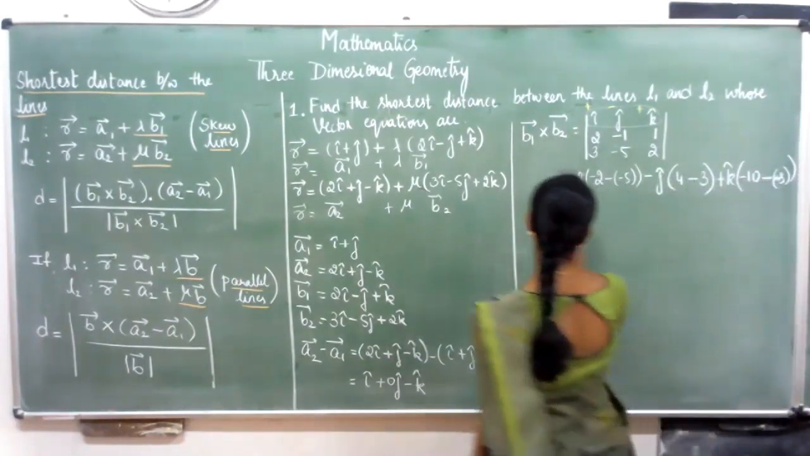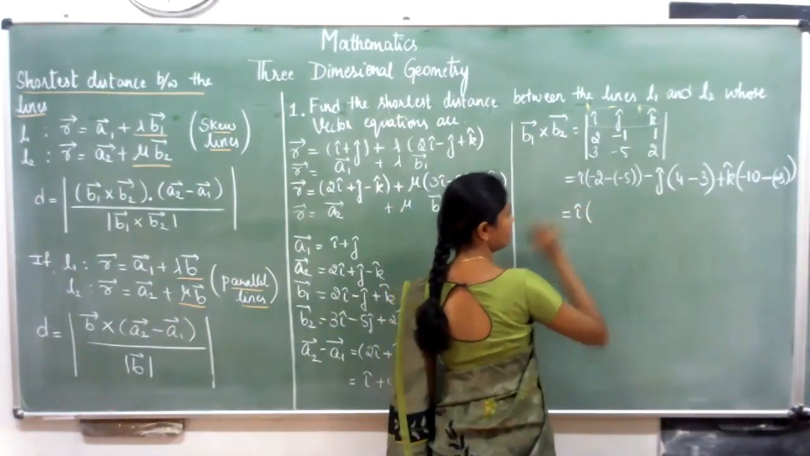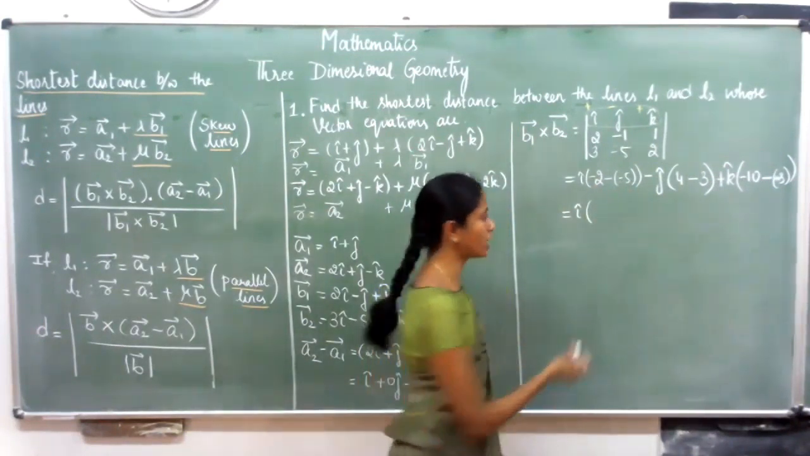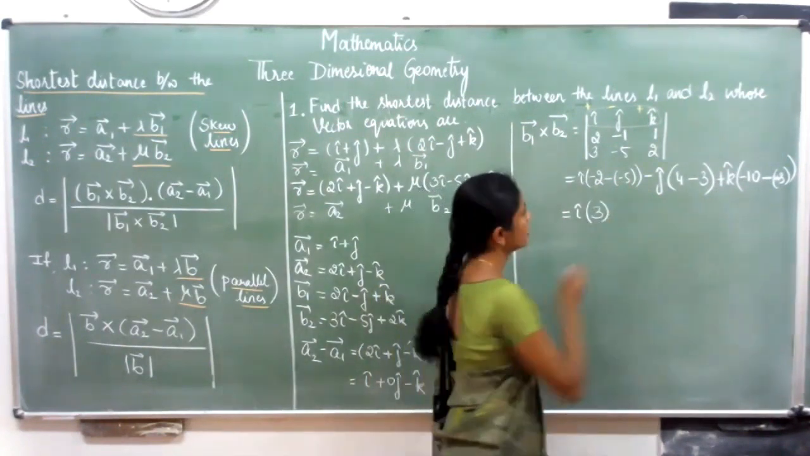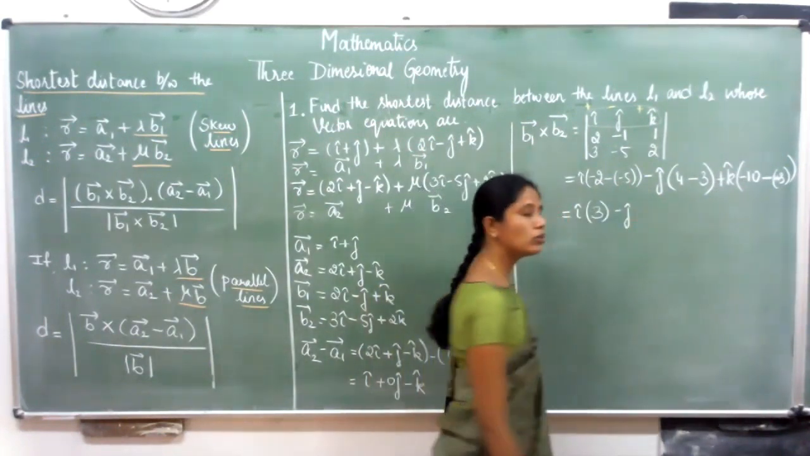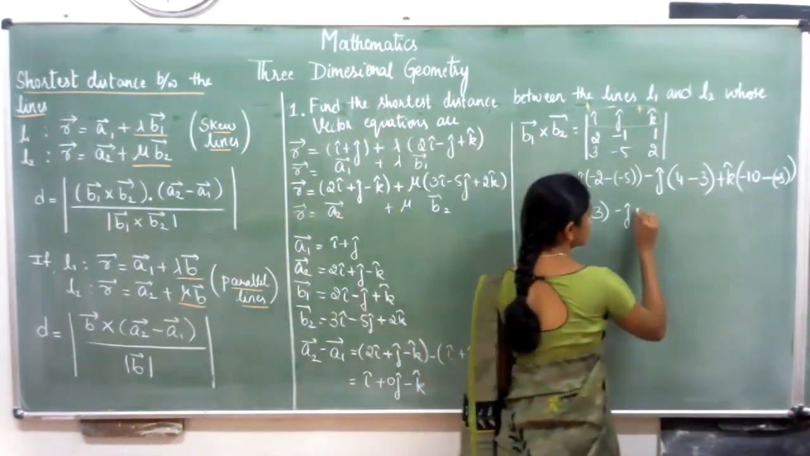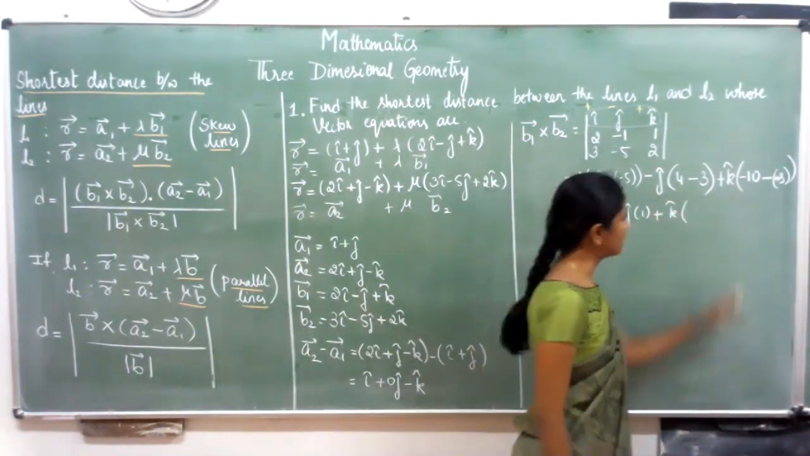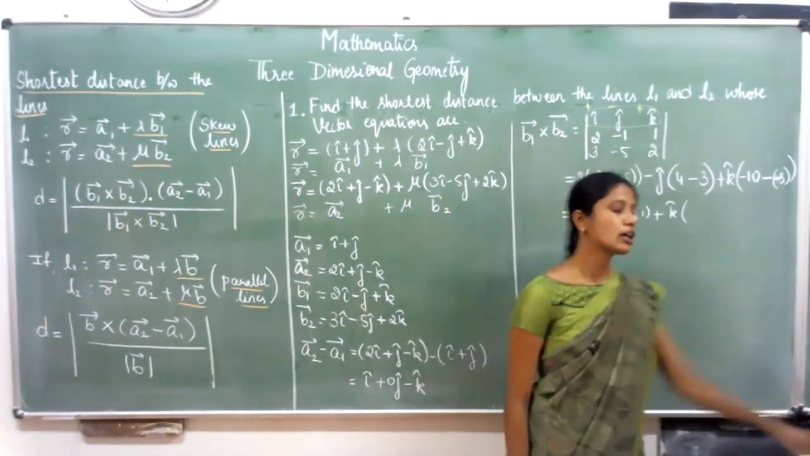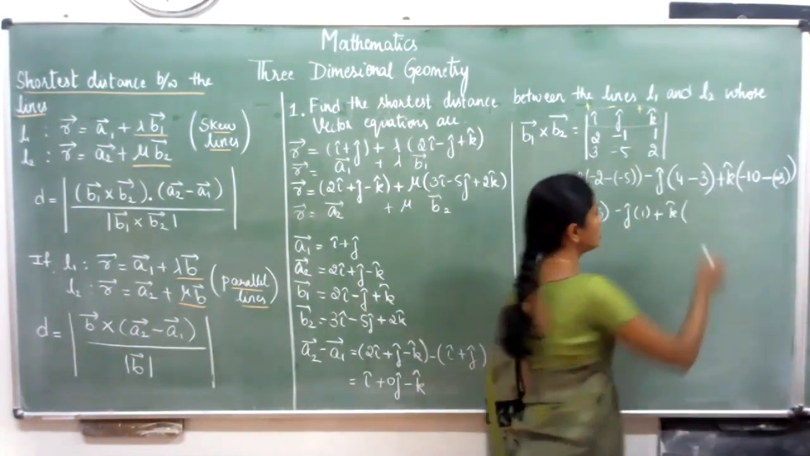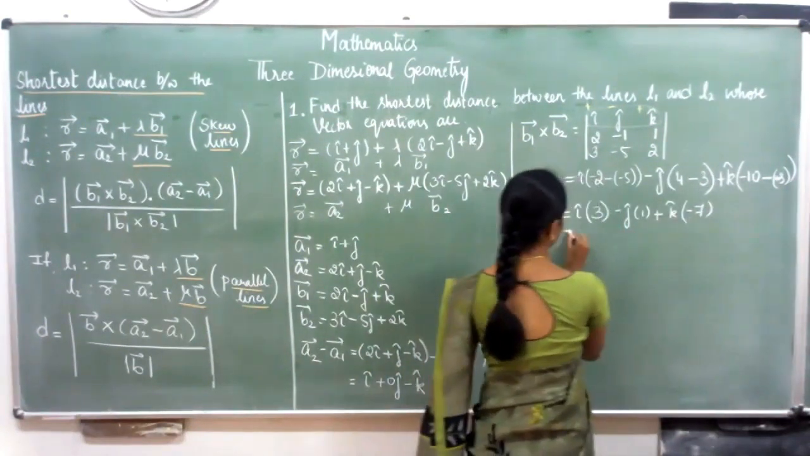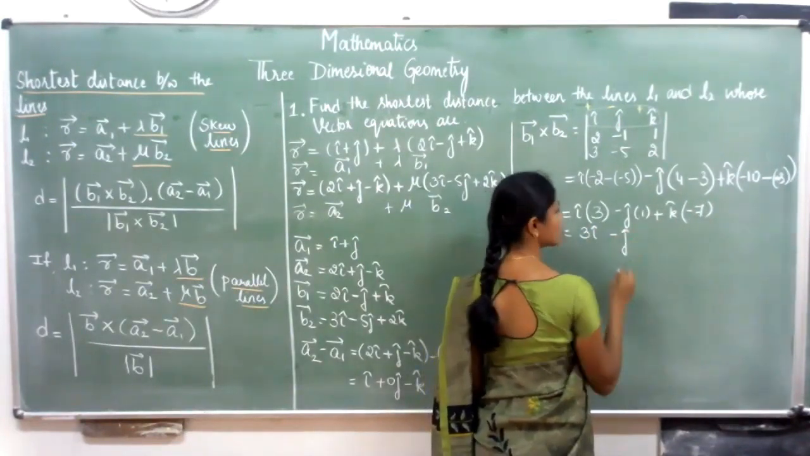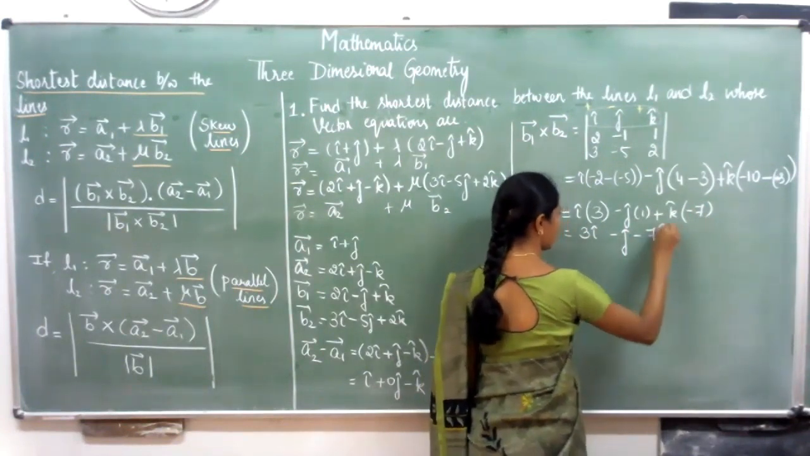Okay, so simplifying, this is equal to i cap into minus 2, minus into minus becomes plus, so minus 2 plus 5, which is nothing but plus 3. Next, minus j cap into 4 minus 3, which is 1. Next, plus k cap into minus 10, minus into minus becomes plus, so minus 10 plus 3, which is minus 7. Therefore, you get v1 cross v2 as 3i cap minus 1j cap minus 7k cap.